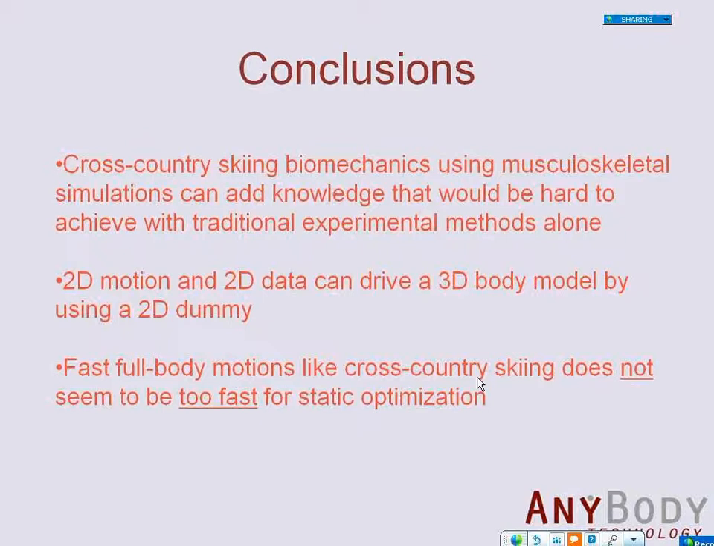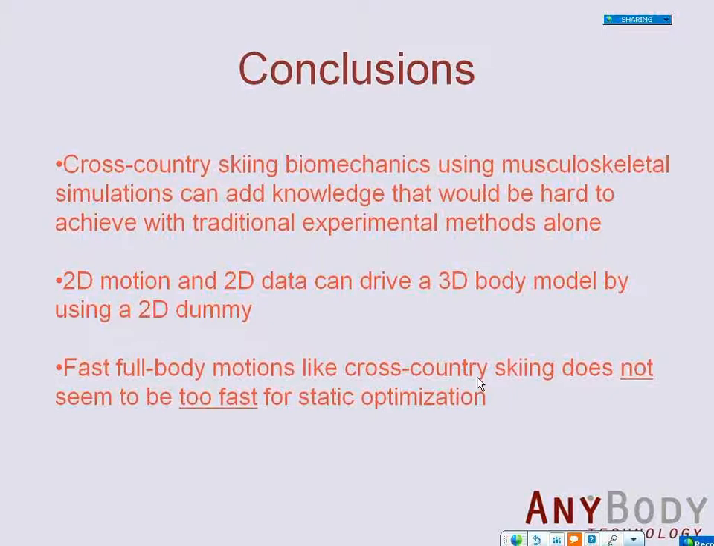So, let's end with some conclusions. Cross-country skiing biomechanics using musculoskeletal simulations can add knowledge that would be hard to achieve with traditional experimental methods alone. How do you isolate just one variable on a living subject racing at full speed that can be almost 30 kilometers per hour? Or how do you find muscle activation of deep lying muscles like iliopsoas, which is a muscle that's considered important for skiing?